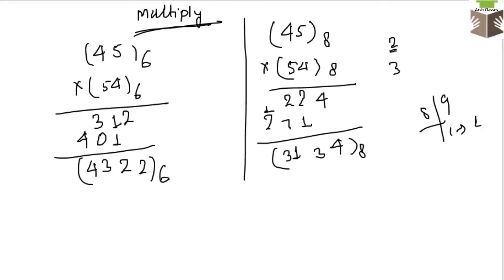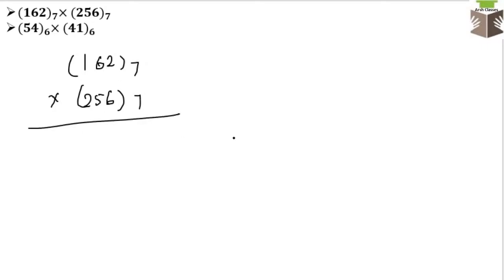So chalo, quickly we will do two calculations here on the basis of base 7 and base 6. This is 162 written in base 7 and 256 is also written in base 7. Just do the quick multiplication and tell me your answers in the comment box. I guess this will not take you more than 1 minute for this particular question. Just try and answer me.